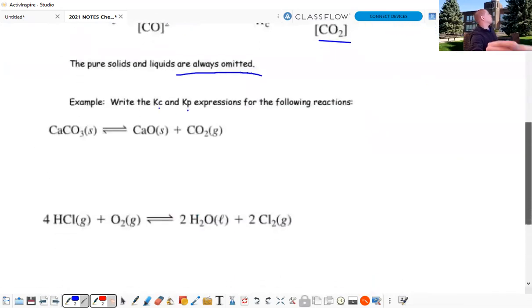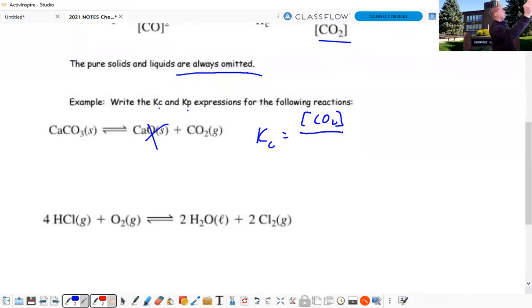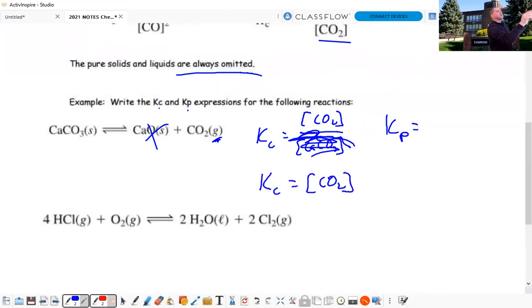All right, so the answers. So the Kc is, we have to include the product, CO2. We're not including that, it's a solid, over the reactant. 1 and 1 for the coefficient. And then the Kp expression, remember, you only do gases. Oh, I included the solid there, oops. So actually, this should have been just CO2. So the Kc is just CO2. I didn't notice that was a solid too.